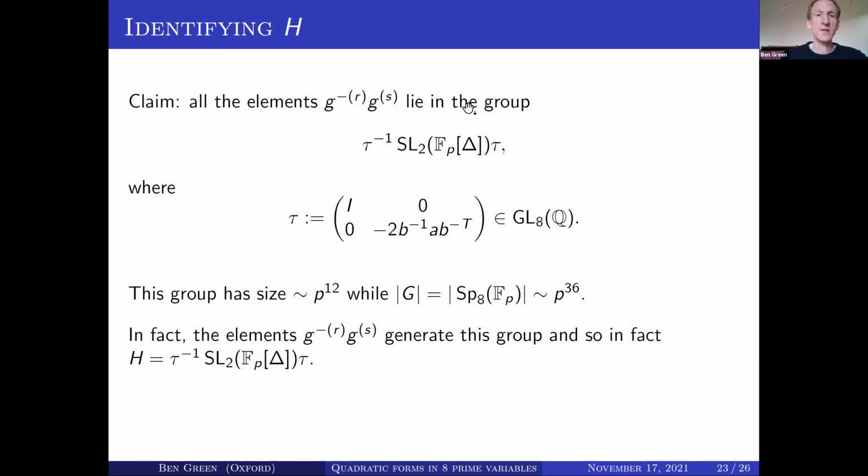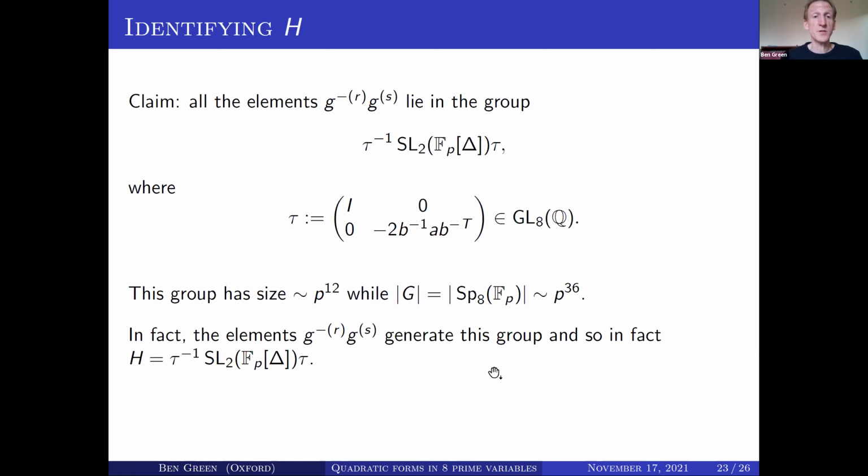Of course, just because all those elements lie in this group doesn't mean they generate, but it turns out that they do generate. And there are various tools that let you prove that things generate SL2. And in fact, for this kind of argument, the fact that we're in a subgroup that's got SL2s rather than SP8s is super helpful, because we can classify the maximal proper subgroups of SL2 rather easily, whereas the classification of maximal proper subgroups of SP8, whilst it's known, is kind of a pretty horrendous thing to try and get to grips with.